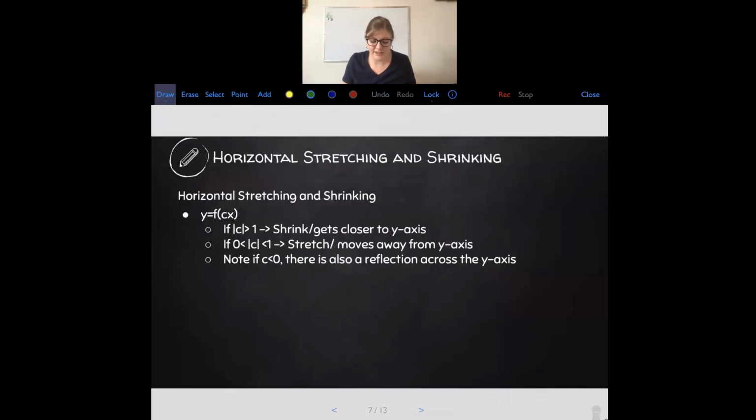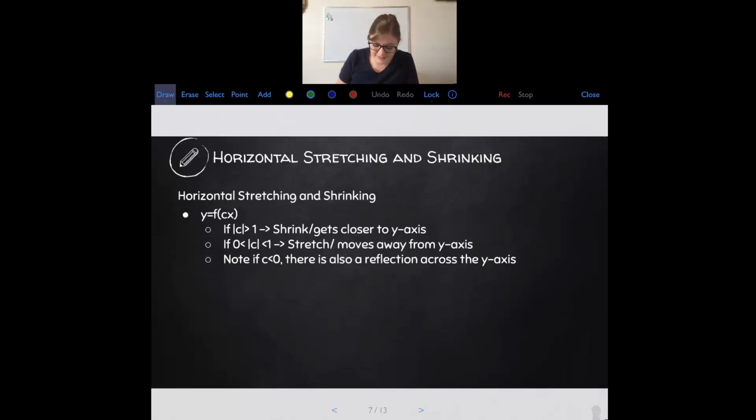Next, horizontal stretching and shrinking. So it looks like y equals f of c times x, and there are some things to remember here. If the absolute value of c is greater than 1, that means we have a shrink, or our graph is getting closer, it's trying to hug the y-axis. If the absolute value of c is between 0 and 1, then it's moving away from the y-axis, so it's stretching out away from the y-axis. And note that if c is less than 0, there's also a reflection across the y-axis, which is what we saw on the previous slide.